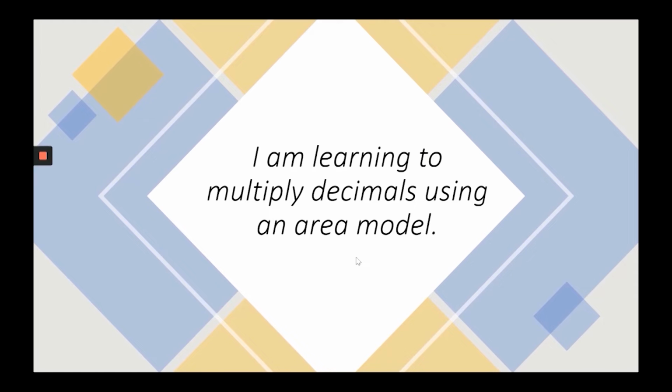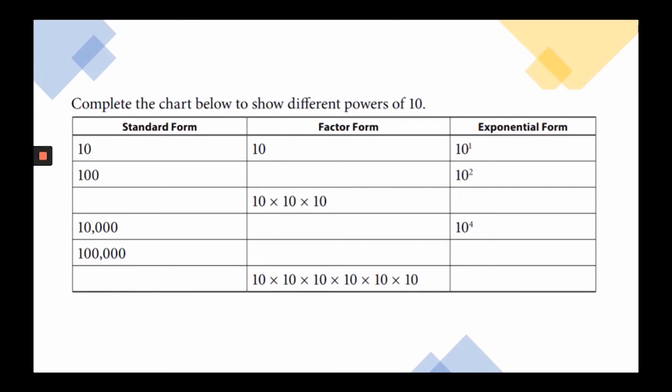For today's lesson, you are going to need something to write on and something to write with. So take a moment and gather those supplies right now. Okay, are you ready? Today's learning target is I am learning to multiply decimals using an area model. Before we get into that, let's do a quick review of exponents. So I'm going to have you fill in this chart on your own, and then we'll come back together and we'll check our answers. Go ahead, try it out now.